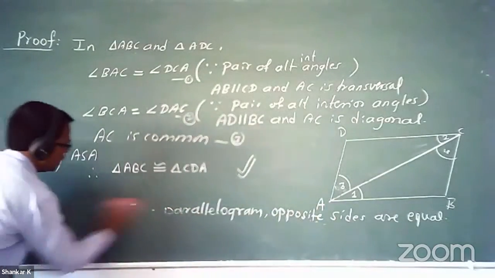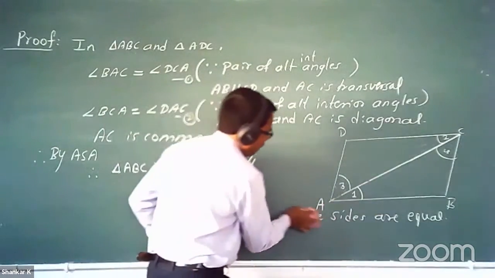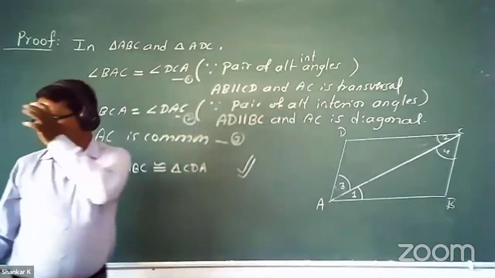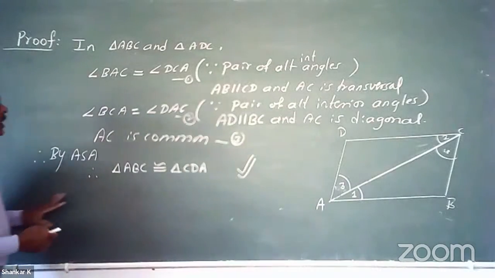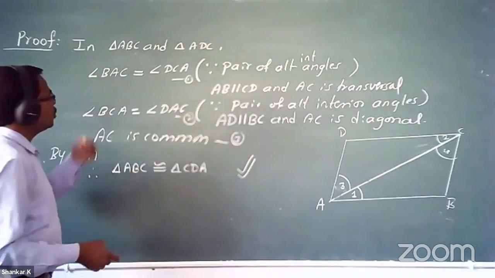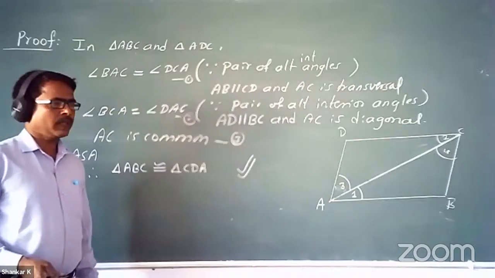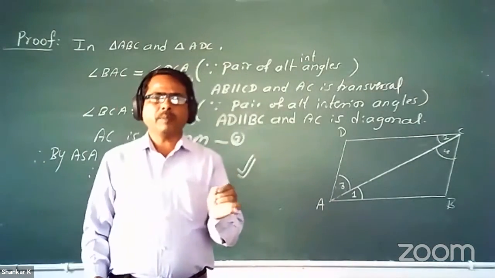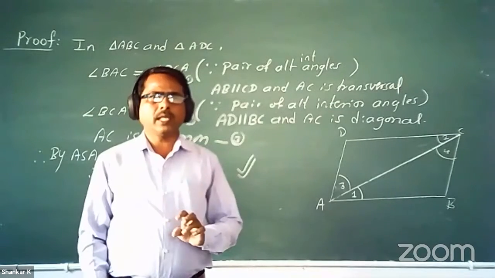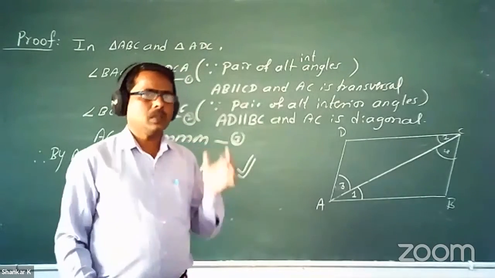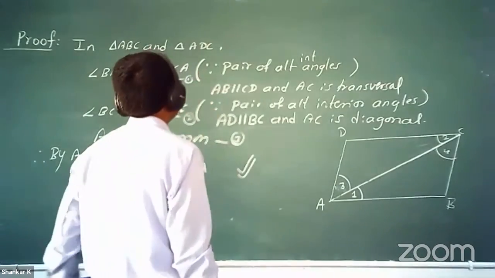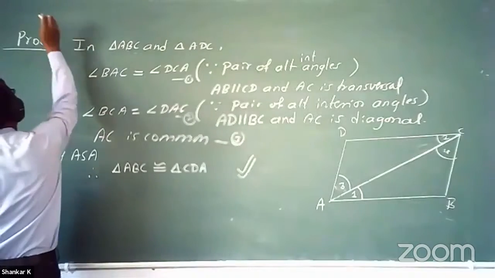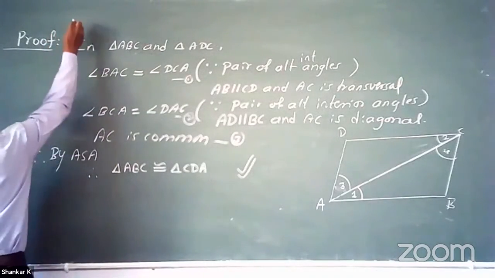In the parallelogram opposite sides are equal. Only in theorem number 7.1, you need to change what to prove. There you have written diagonal divides a parallelogram into two congruent triangles. That should be changed. What should you write? You should write the new statement to prove here.